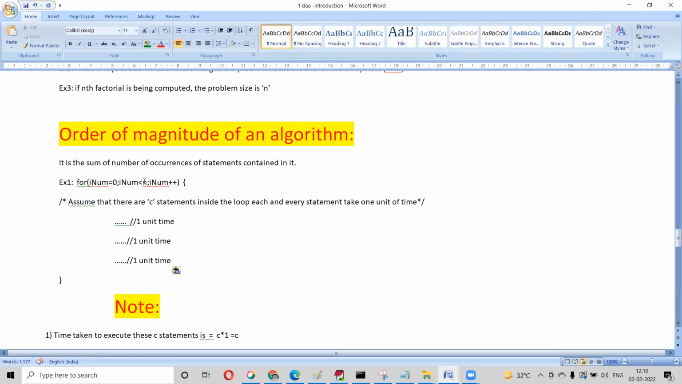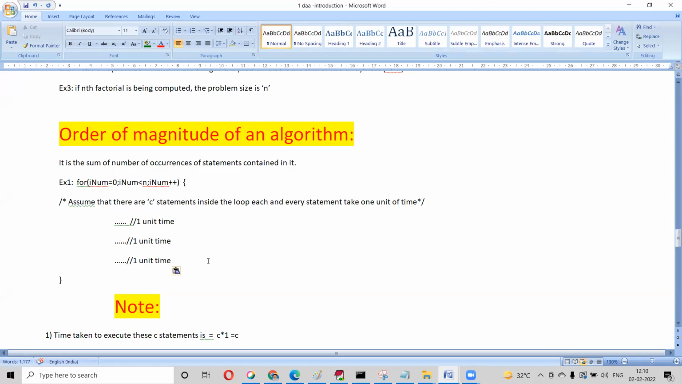This loop is repeated n times. Here this loop is repeated even though it is less than n, including the 0 condition. This loop is repeated n times. So actually there are C statements. Each statement needs 1 unit of time, right? So C into 1, so totally C units of time were required, but these statements are repeated n times.